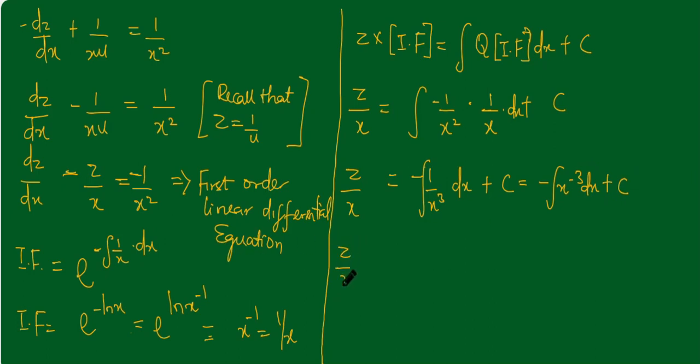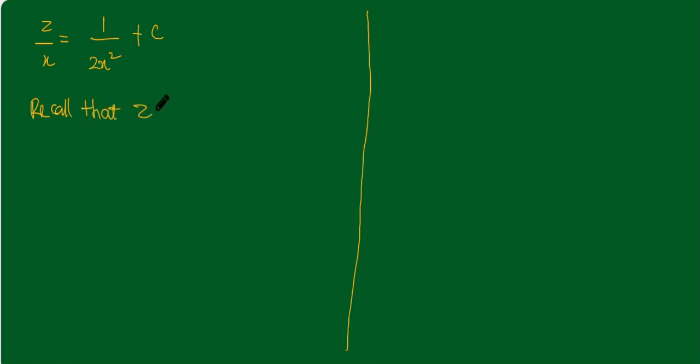So z over x is equal to minus x raised to power minus 2 divided by minus 2 plus c. So we have x raised to power minus 2 divided by 2 plus c. So our z over x is equal to 1 divided by 2x squared plus c. We now recall that z is equal to 1 over u. So we have 1 all over ux is equal to 1 over 2x squared plus c.